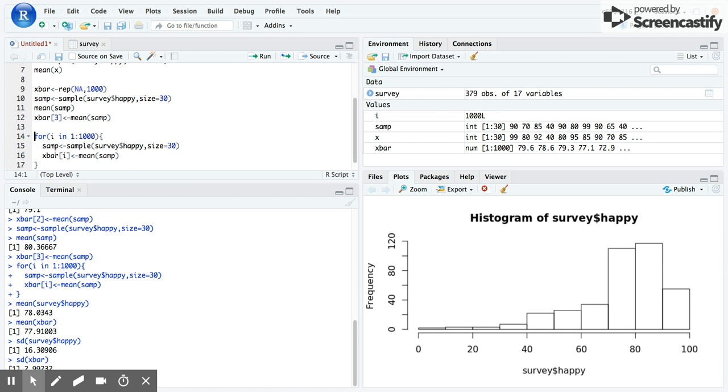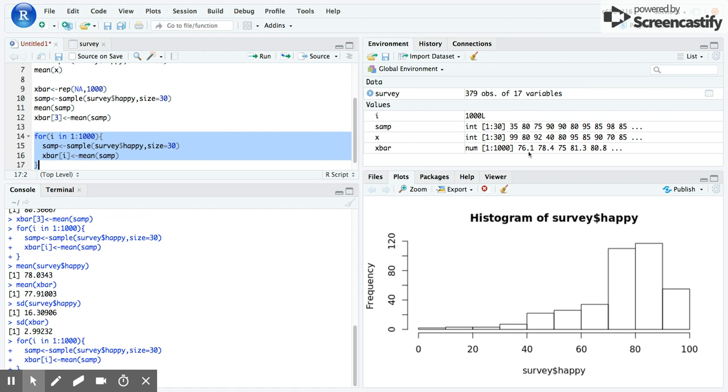So we're going to use a for loop to run this 1,000 times. So we're going to use for i in 1 to 1,000, which means we're going to run the for loop 1,000 times, and each time we're going to increase the value of i. We're going to take a sample from happy, take the mean of the sample, and put it into X bar 1, or sorry, X bar. So all of a sudden the vector X bar is filled up with all these values.